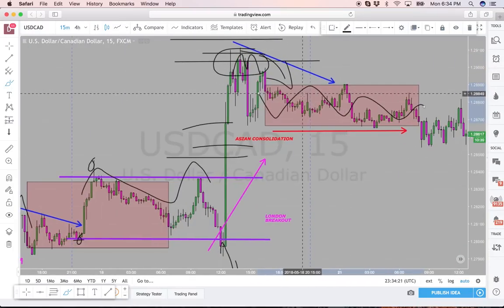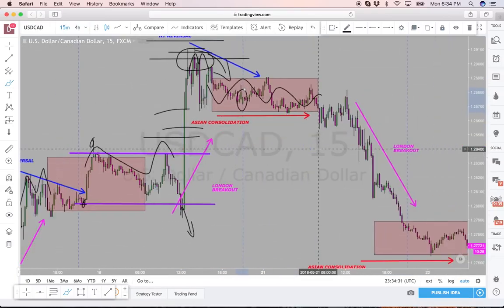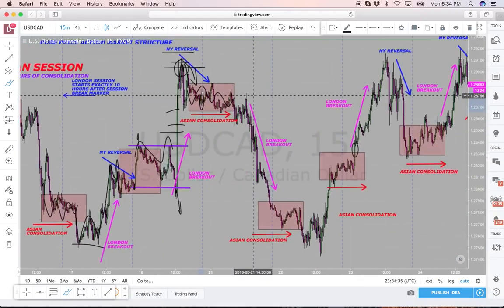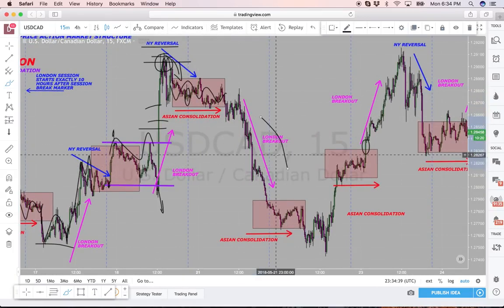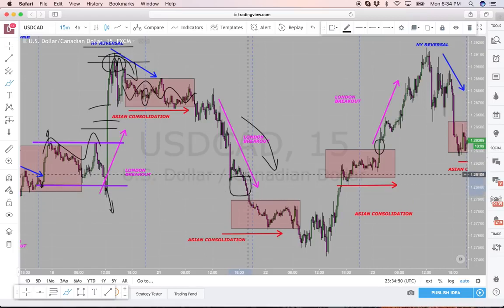All right, this was actually Friday, and then Sunday market open. So we have the gap right there. We have a new week, Asian session consolidation, London session breakout of that consolidation, and then New York session reversal, which would have been right around here, did not actually happen.